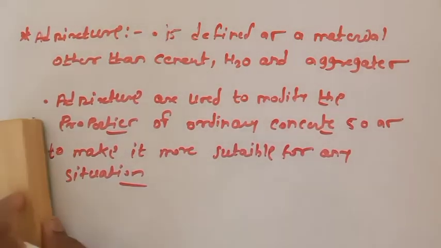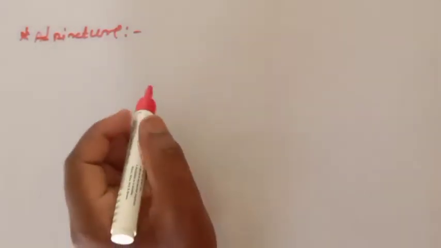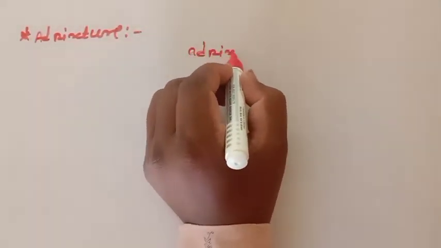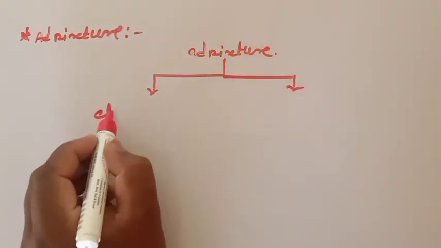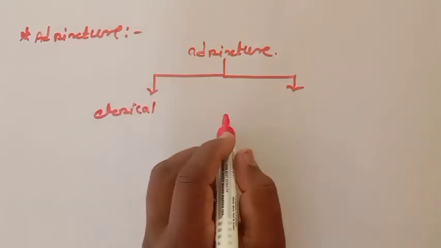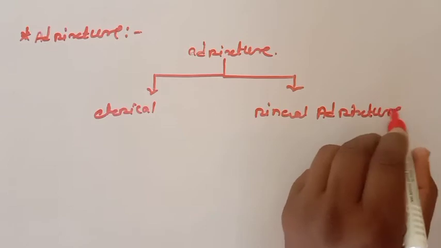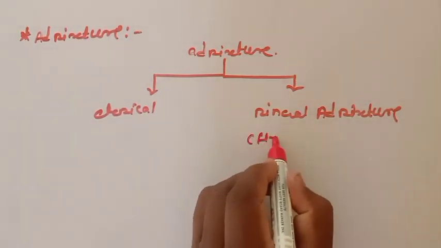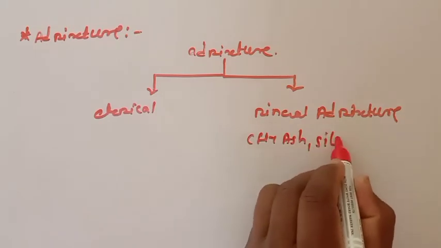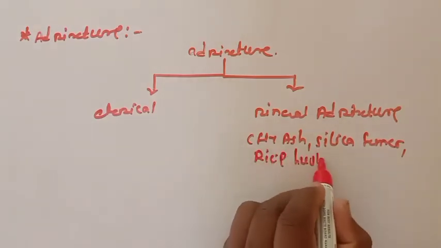If you consider the classification of these admixtures, depending on the material used, they are classified into two types: one is chemical admixtures, and the second is mineral admixtures. The mineral admixtures we already discussed in blended cements. Whatever blending or pozzolanic material is added in cement is considered a mineral admixture, such as fly ash, silica fume and rice husk.